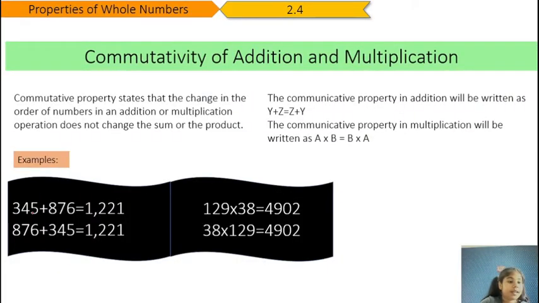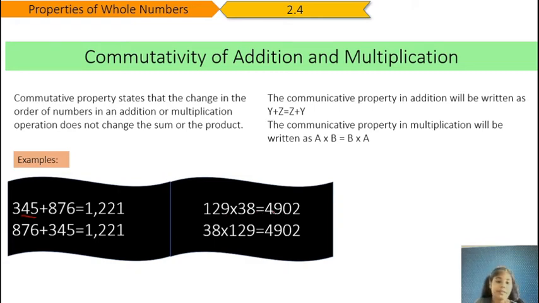Here we have 345 plus 876, which gives us 1221. Now if we change the order of these two numbers, we get 876 plus 345. But surprisingly, our answer remains the same. Why? Because it's addition. Or if we do multiplication, our answer will remain the same. How? Let's see. 129 into 38, which is 4902.